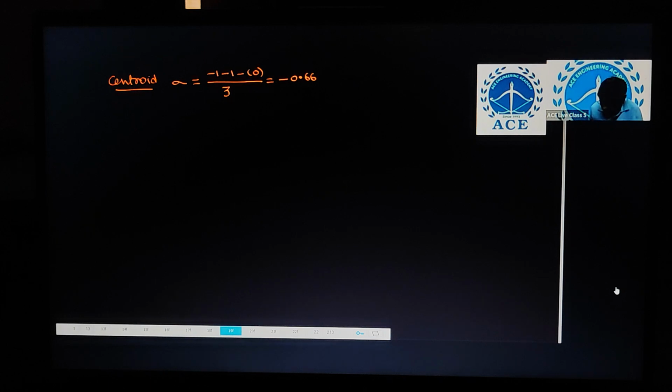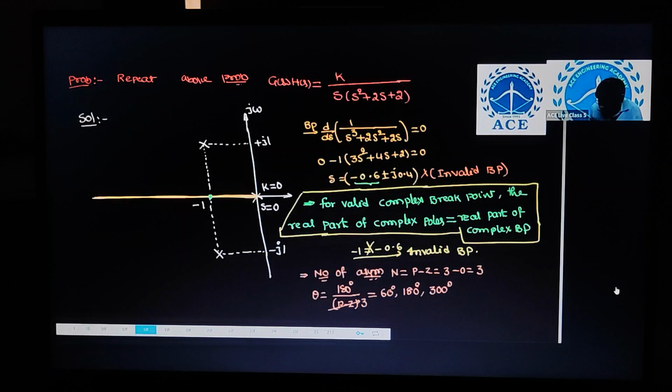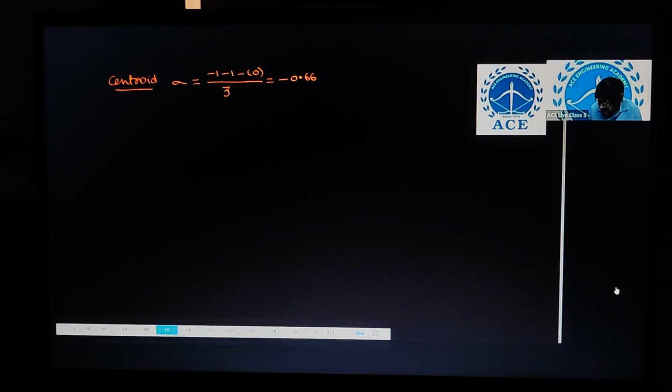Next, what do you have to find? Is it sufficient or is there anything more we have to find? It is a complex pole, so you have to find the angle of departure. Find the angle of departure, all of you.